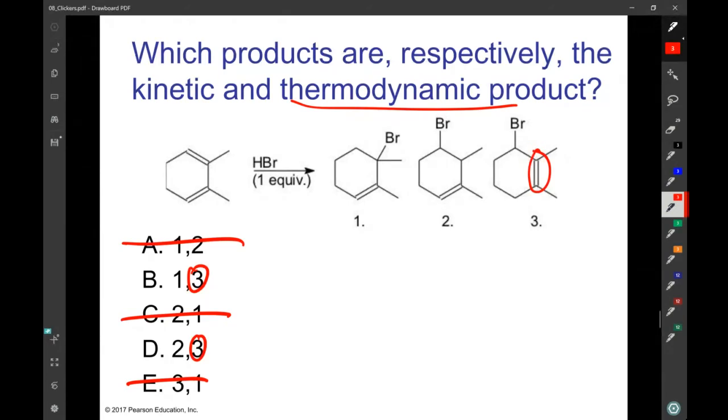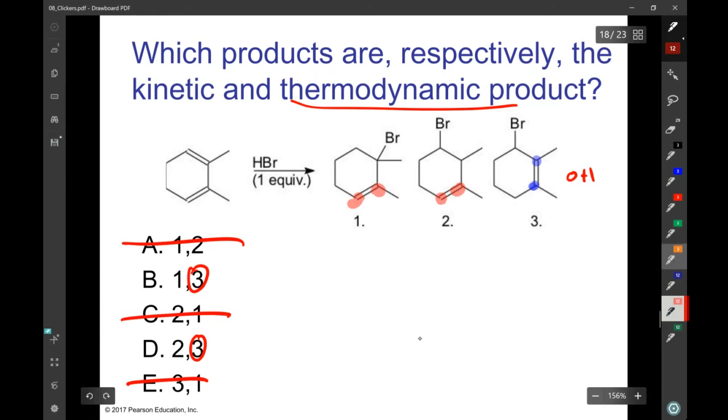Why is 3 more substituted? If I look at the carbons involved in the formation of the double bond, I have 0 hydrogens involved in that double bond. Whereas if you look at 1 and 2, you will notice that in each case you have 1 hydrogen. So the one with 0 hydrogens is more substituted. The fewer hydrogens involved in the double bond, the more substituted. So that's why 3 is our thermodynamic product.